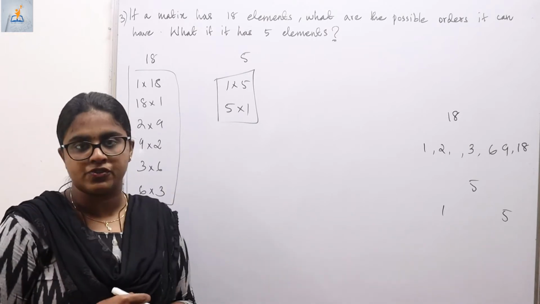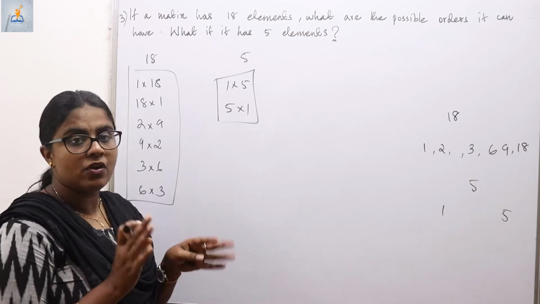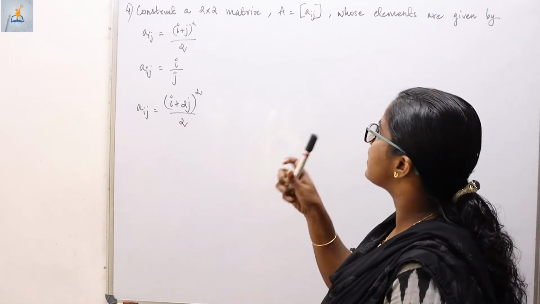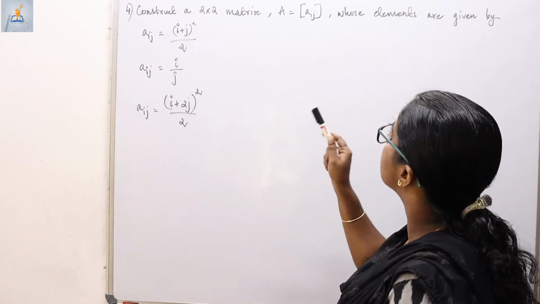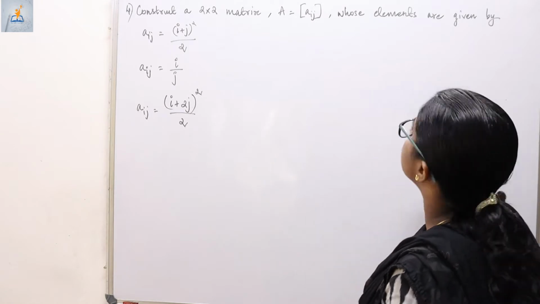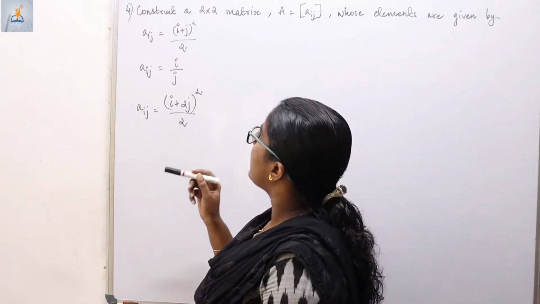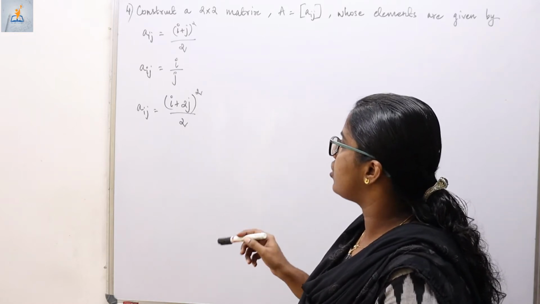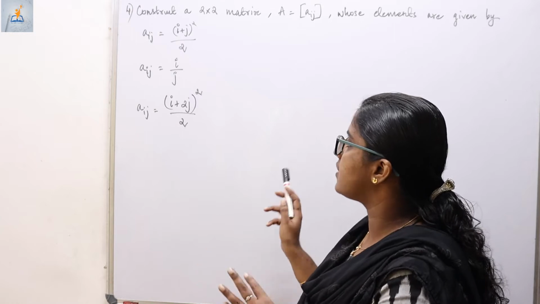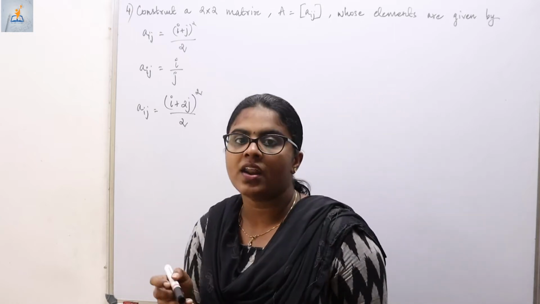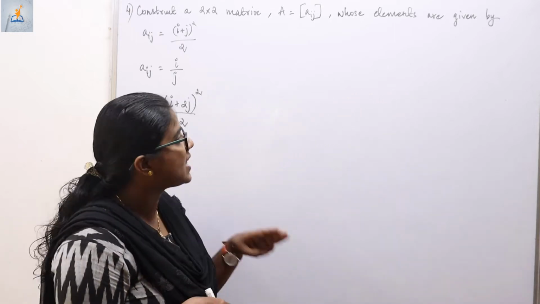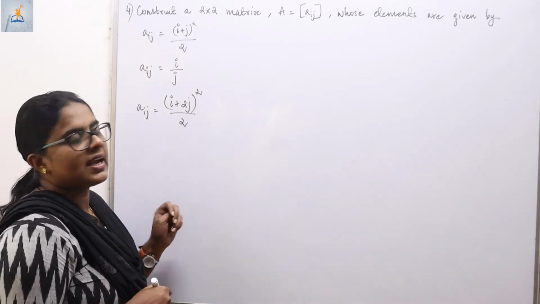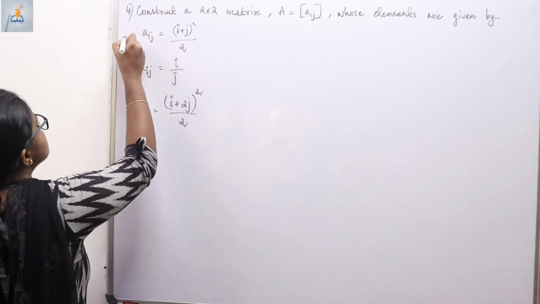So now we shall move to another question, that is the fourth question from this exercise. The fourth question asks to construct a 2 by 2 matrix A = [aij] whose elements are given by, first one, aij = (i + j)² / 2, aij = i/j, and aij = (i + 2j)² / 2. So we are asked to construct 3 different 2 by 2 matrices such that the elements follow these different conditions. So moving on to the first one.